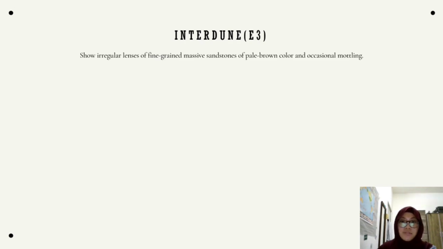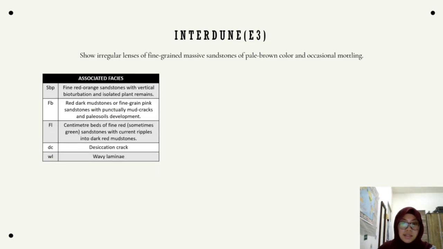The third architectural element for Aeolian is interdune. Interdune shows irregular lenses of fine grain, massive sandstones of pale brown color and occasional mottling. These are the associated facies in interdune. The first one is SBP. It is fine red-orange sandstones with vertical bioturbation and isolated plant remains.